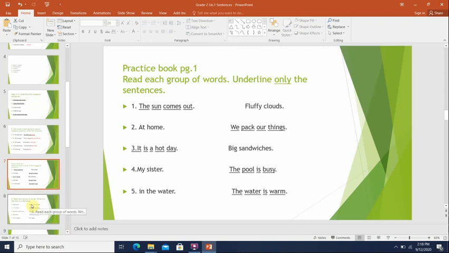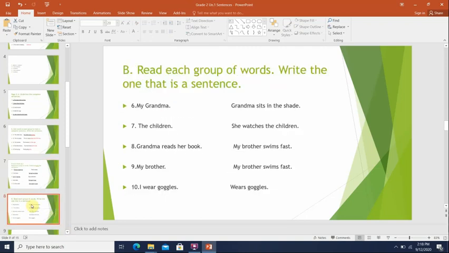All right. The second part of page 1 in the practice book says, read each group of words, write the one that is a sentence. Okay? So we will read each group of words, and then we will see which one is the complete sentence, and then we will write it. Correct? Okay.